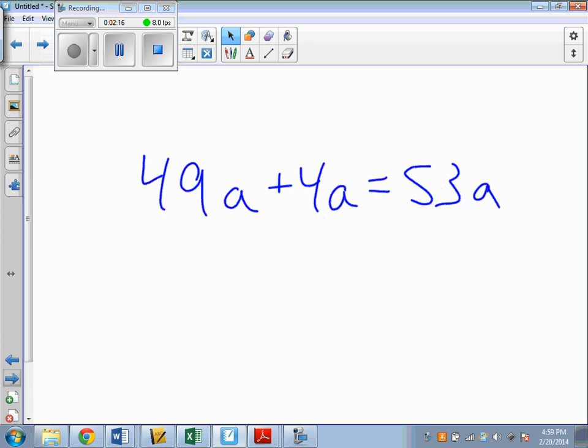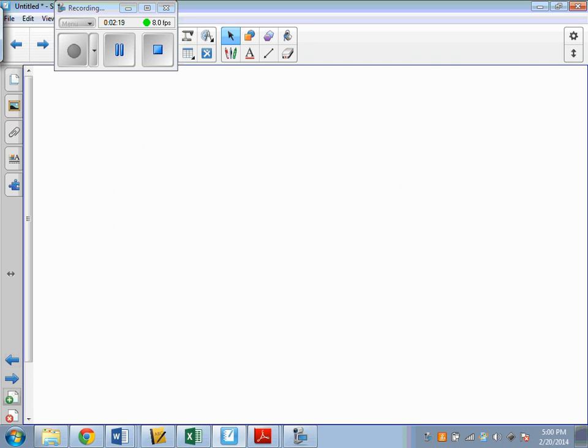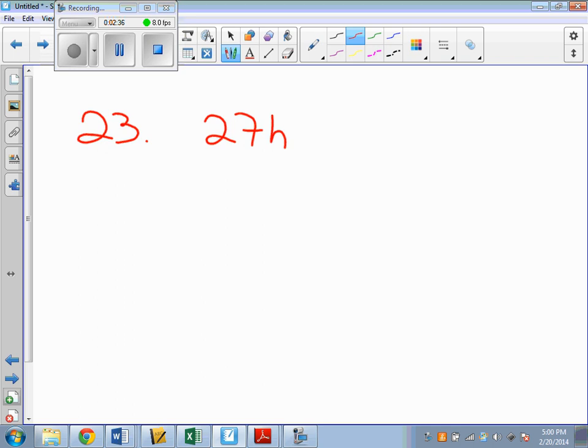All right, the next question that I want to do is number 23. With 23, we're solving. So question 23 says 27h cubed minus 48h is equal to 0. Whenever you see an equal sign, that's usually a pretty good hint that you're going to be solving and not just factoring. But to solve, the first thing we have to do is factor.